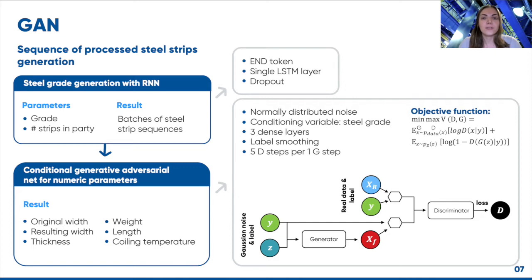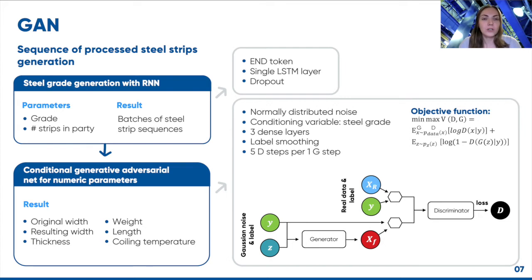Firstly, we generated a categorical parameter, steel grade. It's a high-level feature that comprises many characteristics of a group of strips. A natural way to generate such a parameter is to see it as a text generation task. The final model included a single LSTM layer and a dropout layer. Also, like in text generation tasks, we introduced a special end token to indicate the end of a group of strips. This measure helped to separate consecutive batches of strips with the same steel grade.